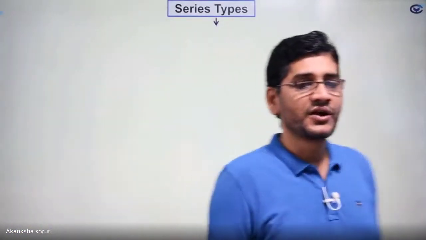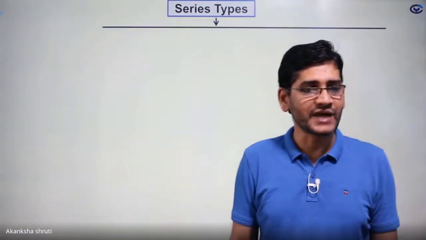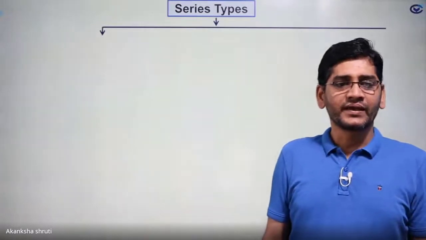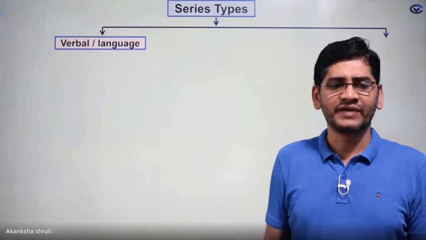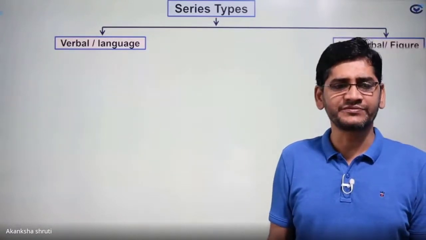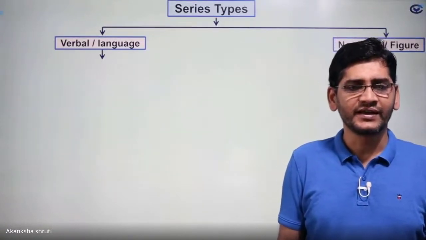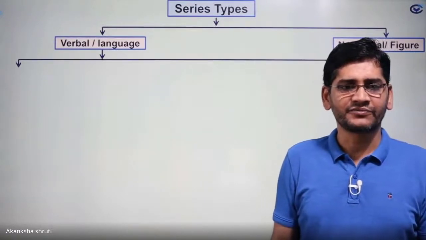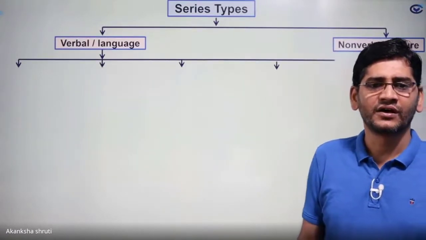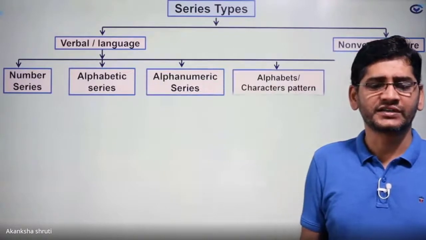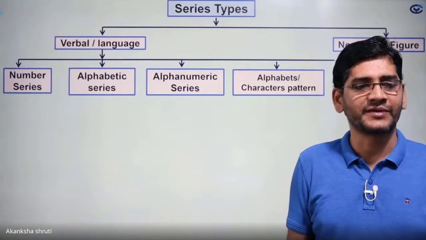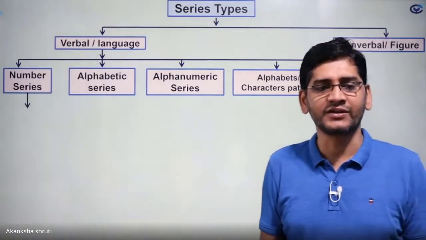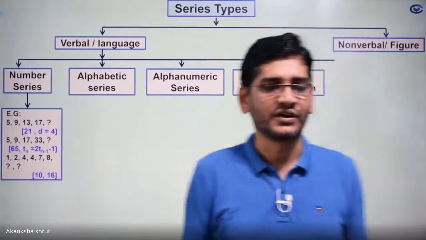Students, then we had started with the types of series. Broadly, there are 5 types of series, and these 5 types of series we had already finished. The broader classification is verbal and non-verbal. In verbal, there are 4 categories. One is called number series, another alphabetic series, another alphanumeric series, another alphabet or character pattern, and in non-verbal, the figure-based series.